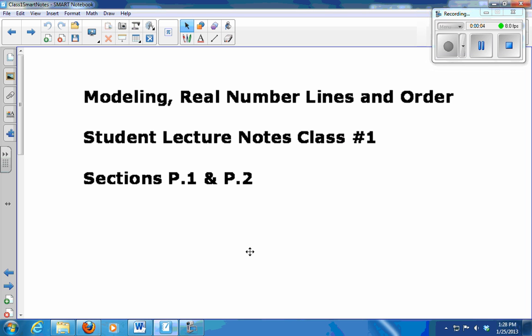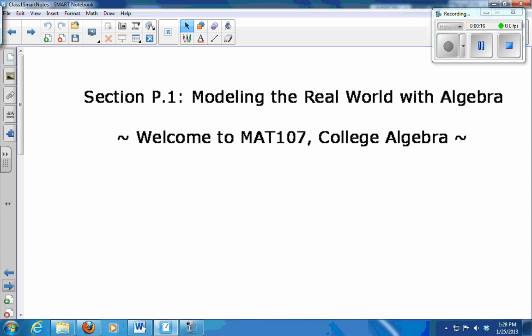So we're just doing the first two sections of the prerequisites chapter. Today is going to be a little bit of a review. We'll move through it relatively quickly. So, modeling the real world with algebra, section P1.